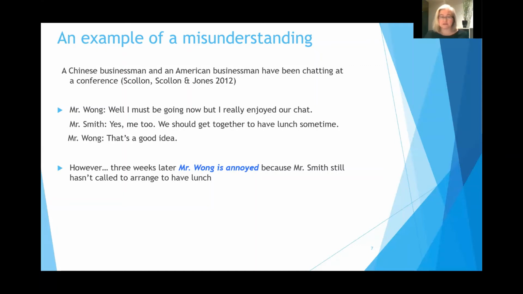The Chinese businessman is called Mr. Wong, and the American businessman is called Mr. Smith. So Mr. Wong says, "Well, I must be going now, but I really enjoyed our chat." And Mr. Smith says, "Yes, me too. We should get together to have lunch sometime." And Mr. Wong replies, "That's a good idea."